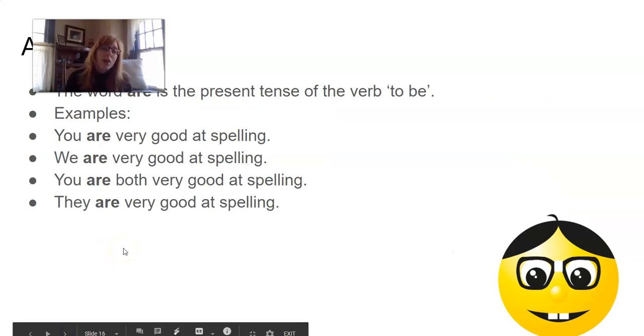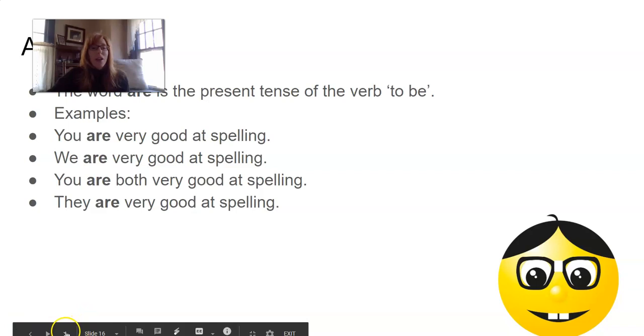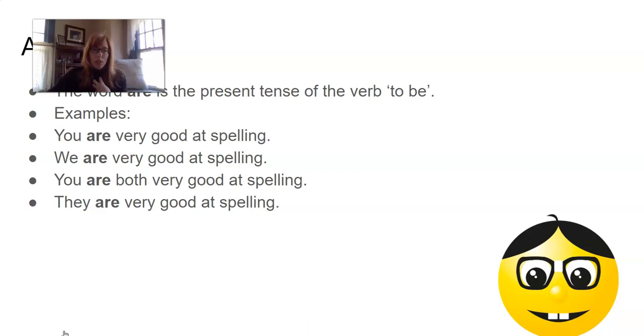The next one is are. So the word are is the present tense of the verb to be. So you are very good at spelling. You are, that's happening. That's the state of being that you are right now. We are very good at spelling. You are both very good at spelling. They are very good at spelling. Okay? So it's the present tense of the verb. It's how you are, it's the verb of being right now. I know that's tricky, but just look at the spelling. Our, O-U-R, belongs to somebody. Are is the state of being.